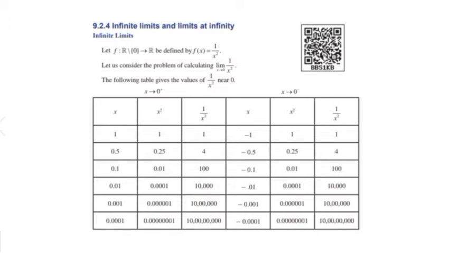In this situation, we say that f of x tends to infinity as x approaches 0 and write 1 by x square tends to infinity as x tends to 0 negative, and 1 by x square tends to infinity as x tends to 0 positive, and hence 1 by x square tends to infinity as x tends to 0.